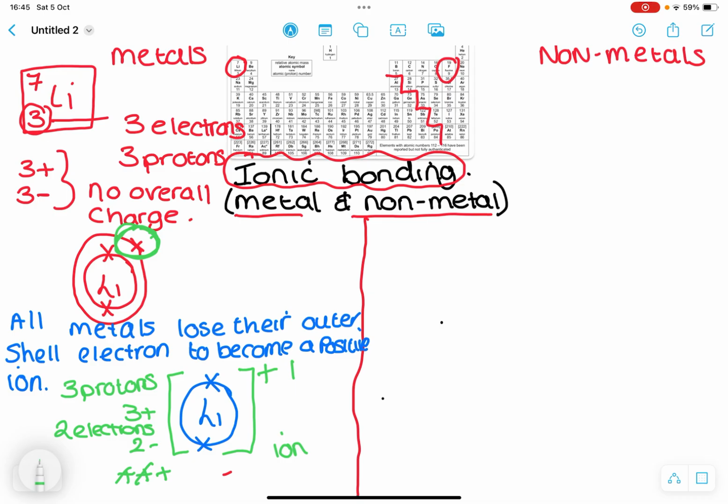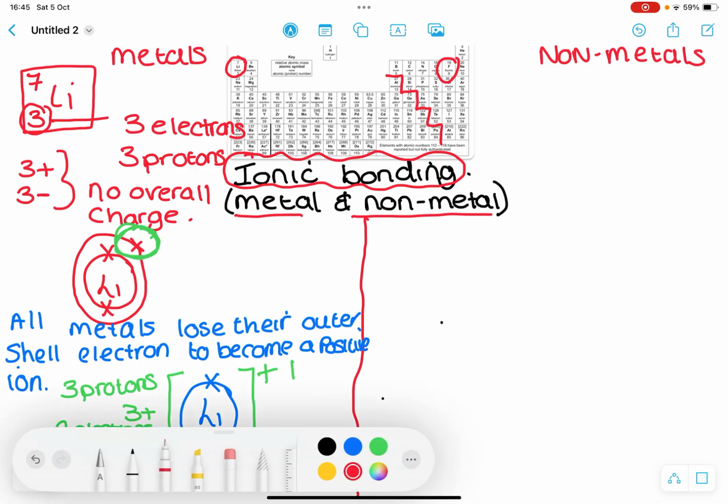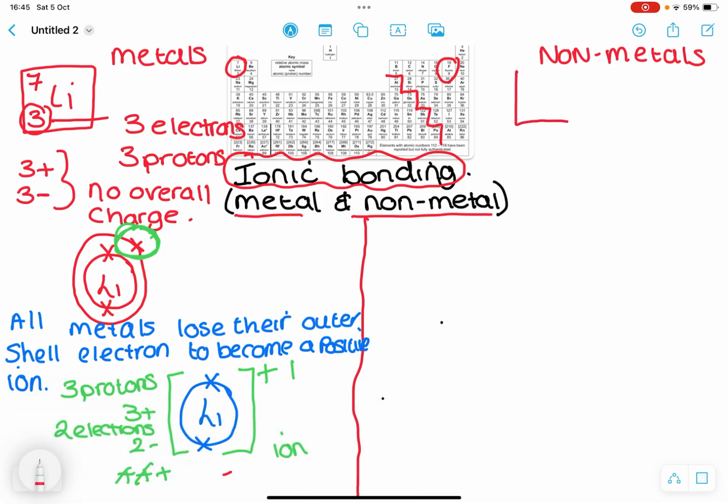Let's now have a little look at what the non-metals do. Okay, so let's get our fluorine atom as an example. So let's have a little look at the fluorine symbol of the non-metal, just like we did for the metal. So we've got 9 and we've got 19.